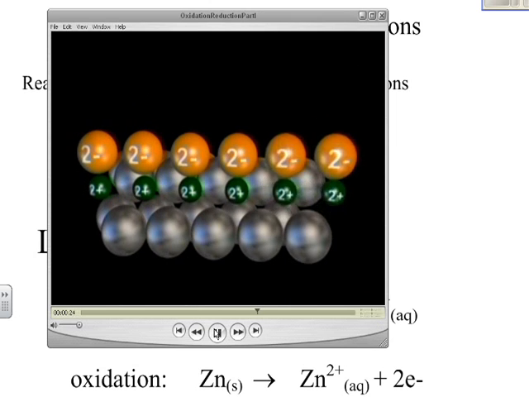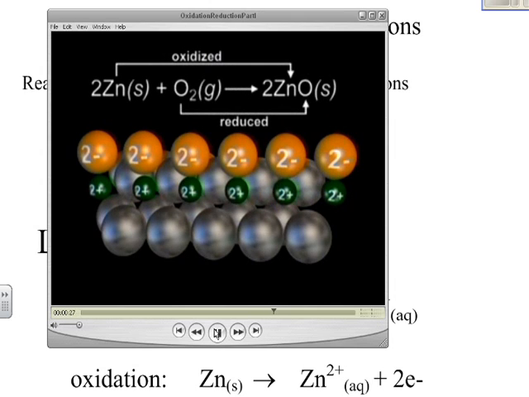More generally, oxidation corresponds to a loss of electrons. Zinc is oxidized because it loses electrons to the oxygen. On the other hand, oxygen is said to be reduced because it gains electrons.